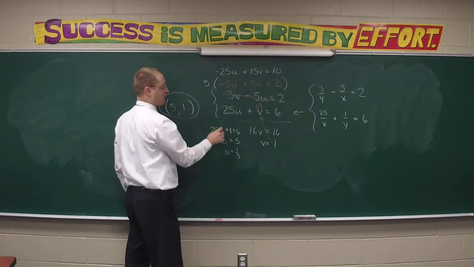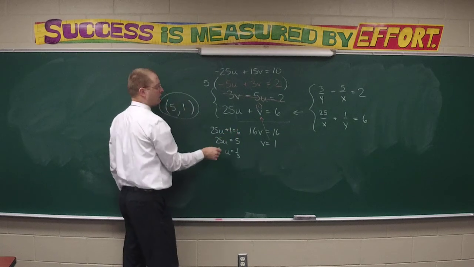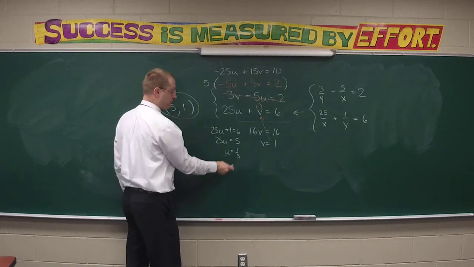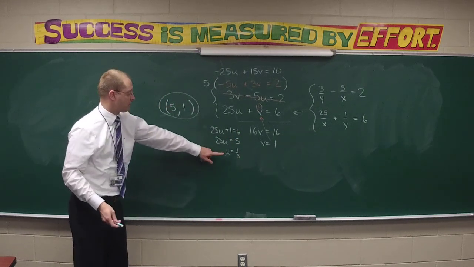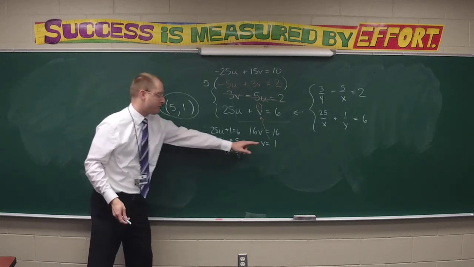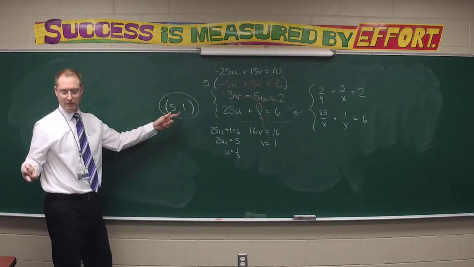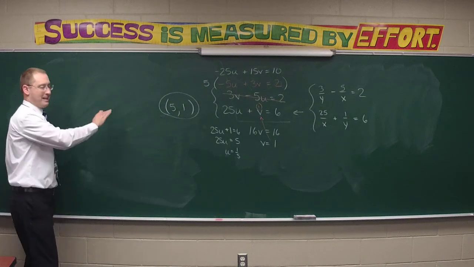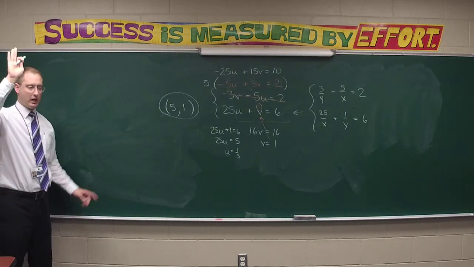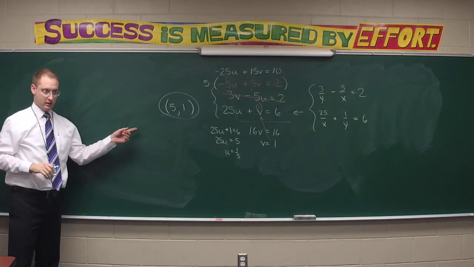Plug that in here to get 25u plus 1 equals 6. 25u then, in other words, equals 5, so u is a fifth. And so if u is a fifth, x is 5. If v is 1, y is, well, 1, because 1 is its own reciprocal. How many had that answer? All right, questions on this?